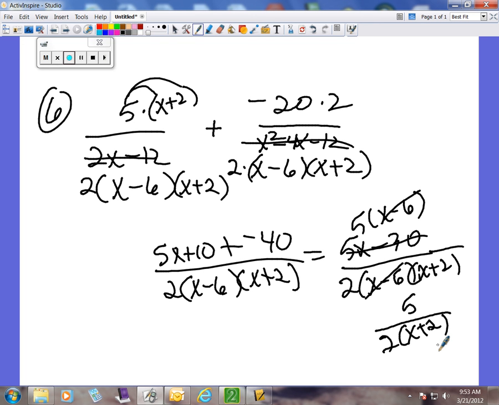I had somebody do this in one of my classes. They did the whole thing. But if you'd have had 5x minus 30 over 2x minus 6, x plus 2, I'd give you credit, full credit. Because right now I just want to make sure you know how to add and subtract rational expressions. All right, number 7.